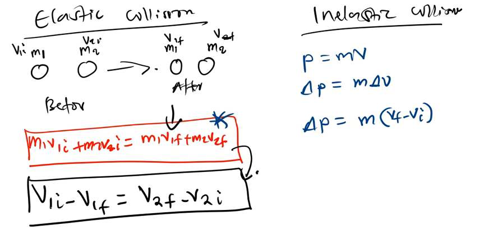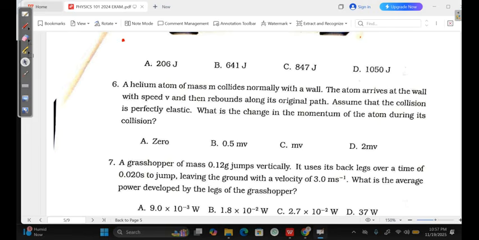Now in the case of this question, a helium atom of mass m collides normally with a wall. The atom arrives at the wall with a speed v, so the initial speed is v, and then it rebounds along its original path, meaning that the final speed is negative v because it rebounds. Assume that the collision is perfectly elastic. What is the change in momentum of the atom during its collision?